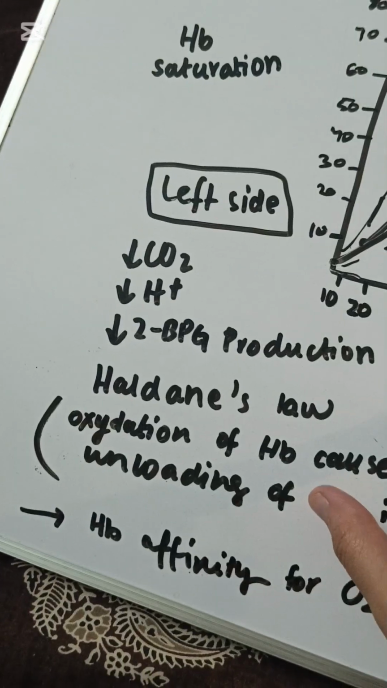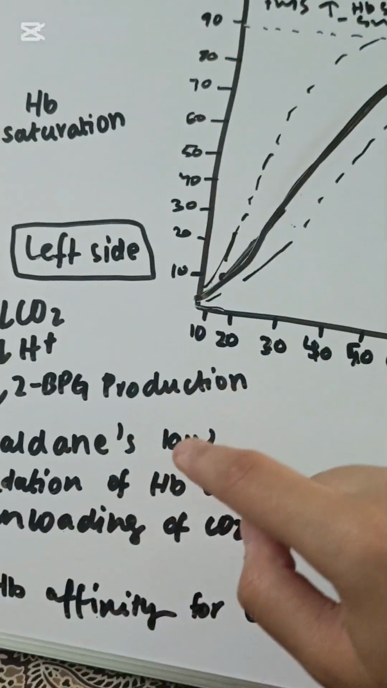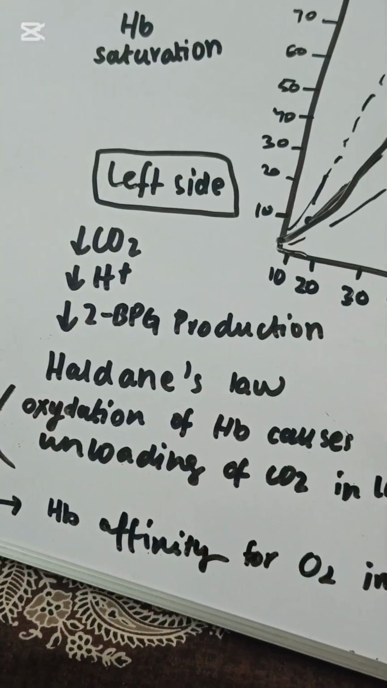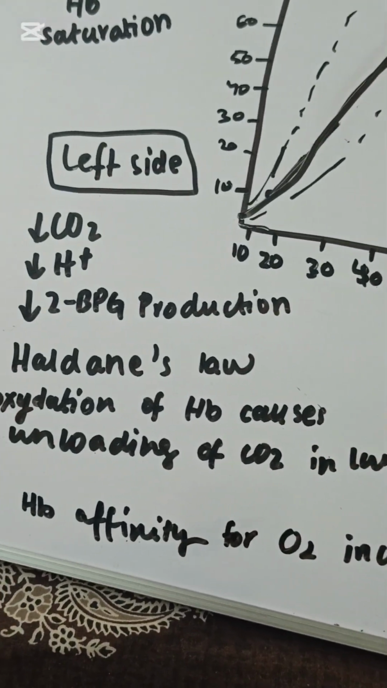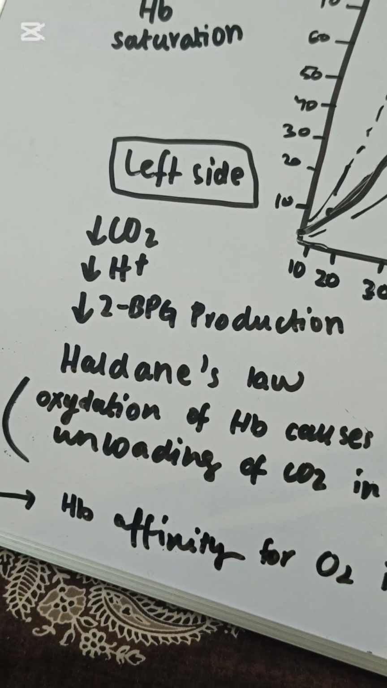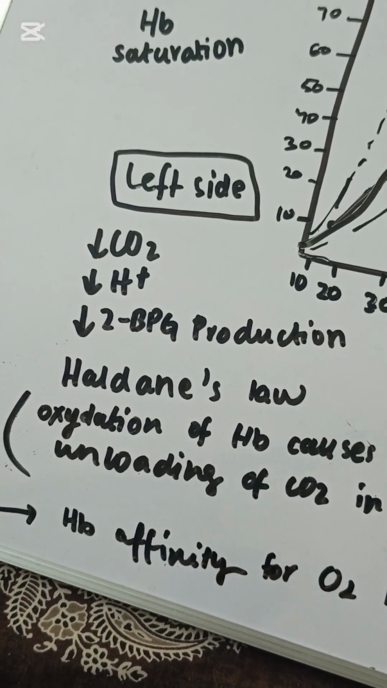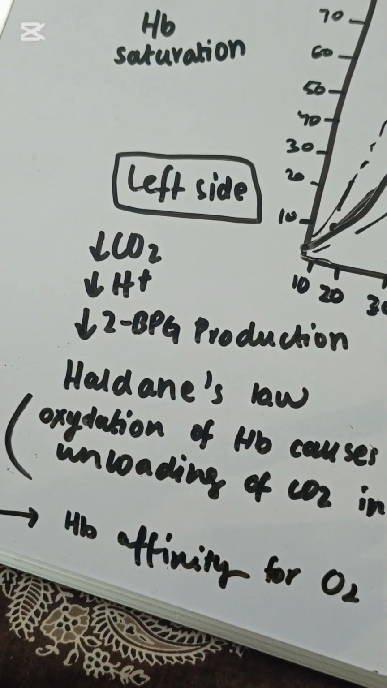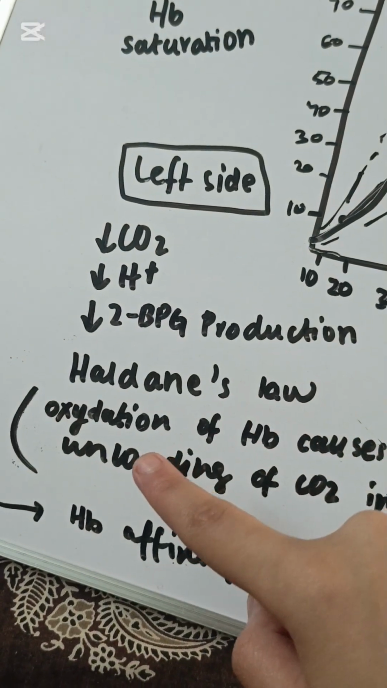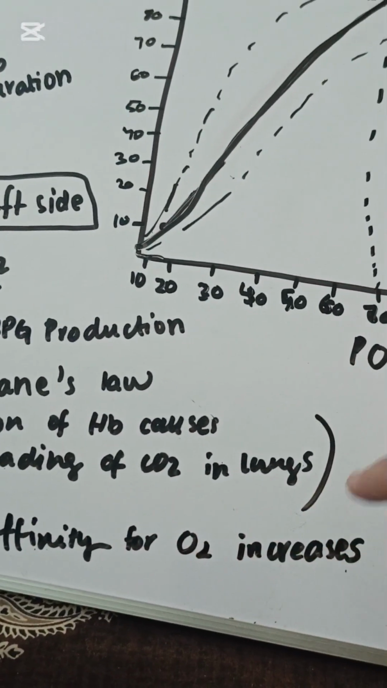Now, Haldane's law is this: in Bohr's law, we had the deposition of oxygen in the tissues. Here we have the deposition of carbon dioxide in the lungs. Since carbon dioxide concentration is high in the blood capillary that's delivering it to the lungs, but is low in the lungs, it will move into the lungs, and oxygen will bind to hemoglobin. Hence, hemoglobin has high affinity for oxygen in this case.